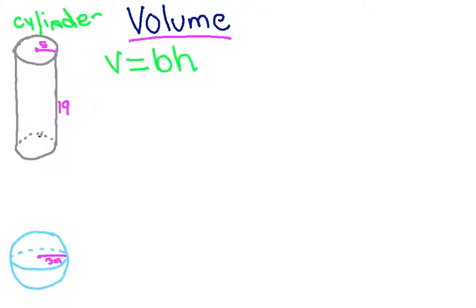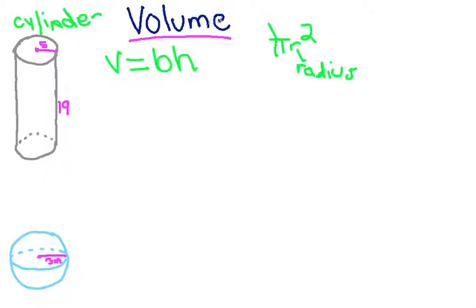Well, the base of the cylinder is a circle, and the area formula for a circle is pi r squared, where pi is the mathematical constant pi, and r is the radius. And you square the radius, and then you multiply it by pi. And pi is a number that goes on forever, infinitely.